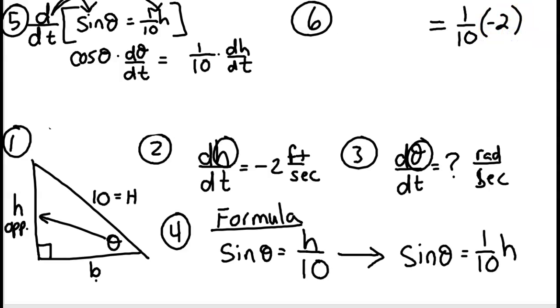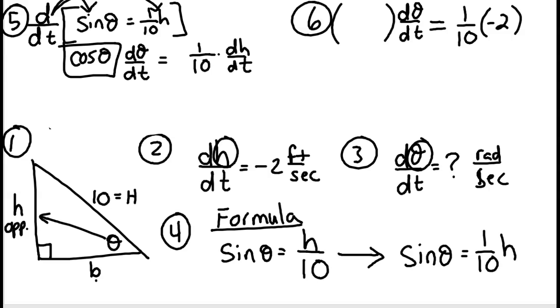The other side, we know that we don't have this yet because that's what we're trying to find. So I'm going to put d theta dt. But this next part is a little tricky. I need to figure out what is cosine of theta. Well, believe it or not, we actually can find that, interestingly, in a fairly simple way.